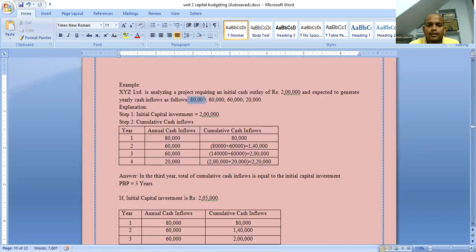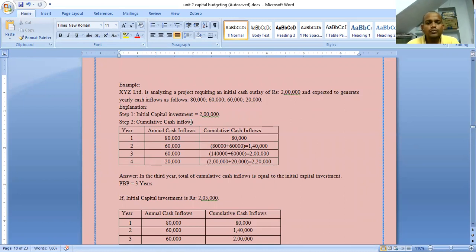The yearly expectations are 80,000, 60,000, 60,000, and 20,000. There are 4 years, so the life of the project is 4 years. First step, initial capital investment, 2 lakhs. Second step, we have to determine the cumulative cash inflows.